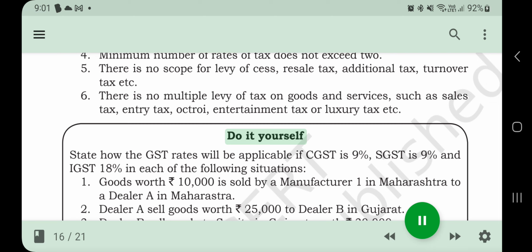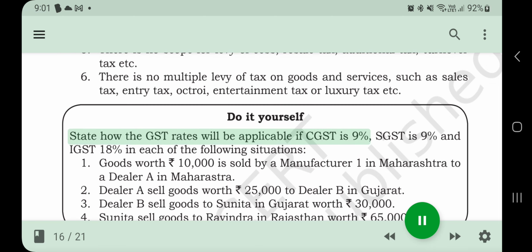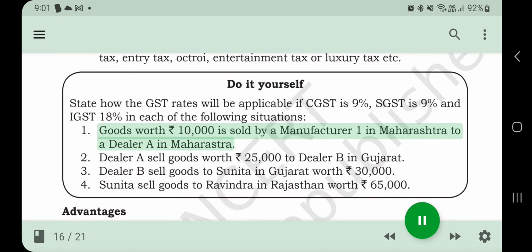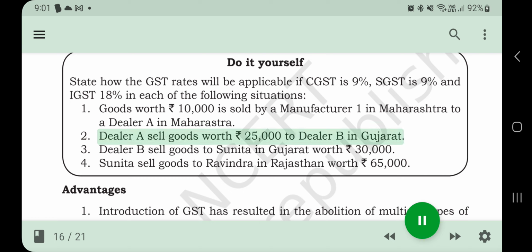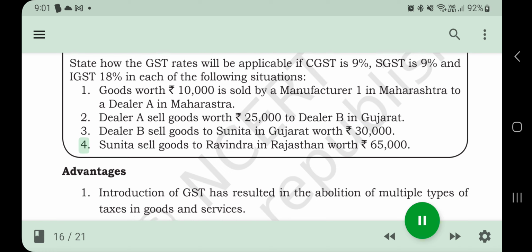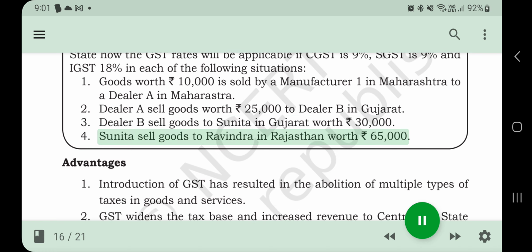Do it yourself. State how the GST rates will be applicable if CGST is 9%, SGST is 9% and IGST is 18% in each of the following situations. 1. Goods worth $10,000 are sold by manufacturer 1 in Maharashtra to dealer A in Maharashtra. 2. Dealer A sells goods worth $25,000 to dealer B in Gujarat. 3. Dealer B sells goods to Sunita in Gujarat worth $30,000. 4. Sunita sells goods to Ravindra in Rajasthan worth $65,000.